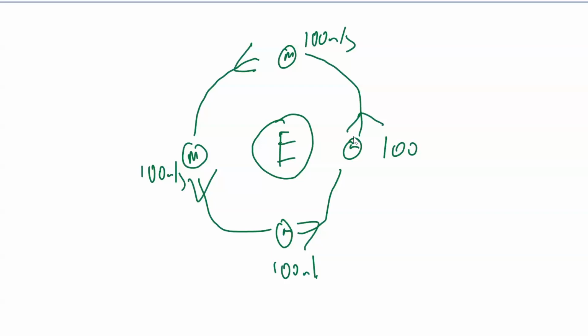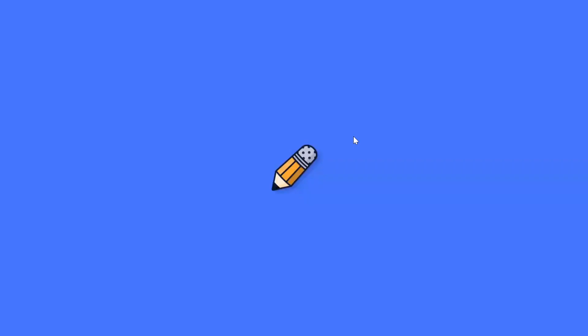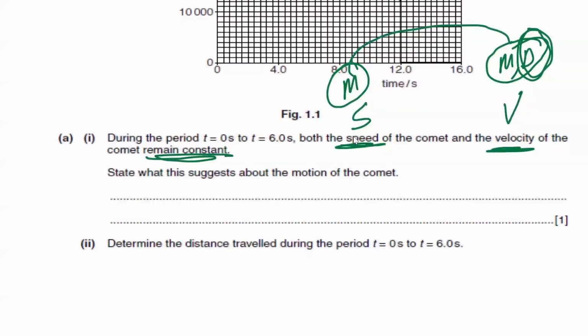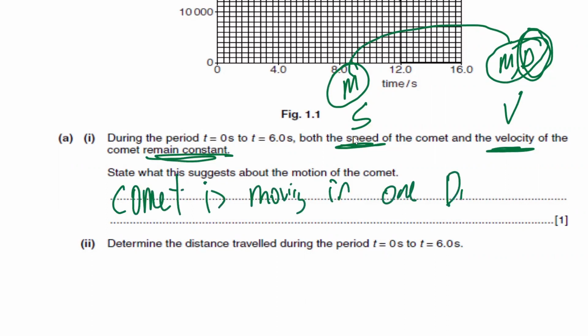So if you have that in mind already, look at this question, it will make a little bit more sense. If they say that both the speed and the velocity remain constant, it means to say the comet is moving in one single direction only. So we are supposed to say the comet is moving in one direction.